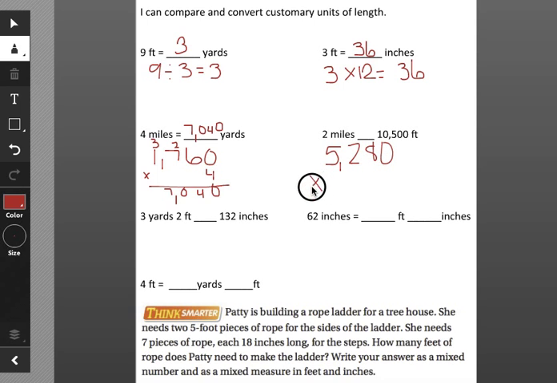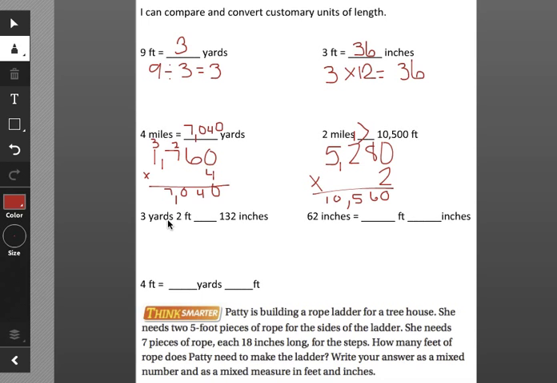But I'm going to multiply that by 2 because I want to know how many feet are in 2 miles. 2 times 0 is 0. 2 times 8 is 16. 2 times 2 is 4, plus 1 is 5. And 2 times 5 is 10. So 2 miles has 10,560. So if I were to compare these, 2 miles has more feet than 10,500.